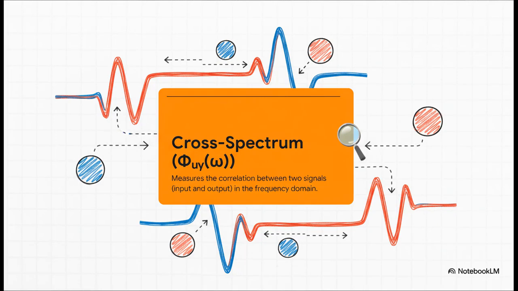Okay, so if the power spectrum is a single signal's fingerprint, our next tool, the cross spectrum, is all about relationships. It takes two different signals, in our case, the input and the output, and compares them. For every single frequency, it asks a simple question. When the input zigs, does the output zag? Do they move together? Are they correlated? It reveals their shared dance moves, so to speak.